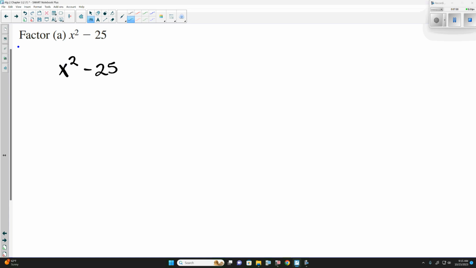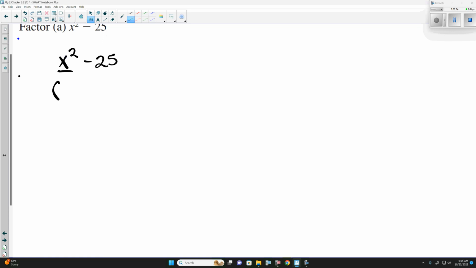But when we look at this, x squared, is it a perfect square? Well, yes, x times x would give us x squared, so it is a perfect square. Minus, well, 25 is a perfect square, yes? What times itself is 25? 5. So we could rewrite this as x squared minus 5 squared.